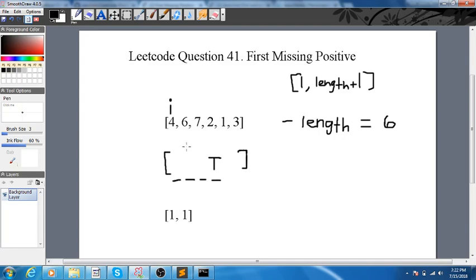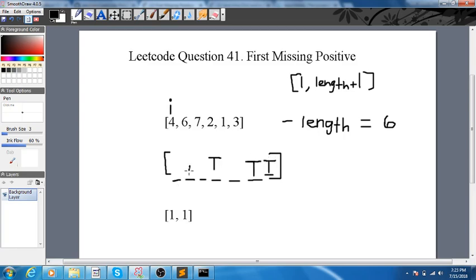And then we look at the 6. Is 6 in our range? If you had a negative number, we wouldn't even touch it. We'd say, okay, it's not in our range. So in the 6th index, we'll put a true. So 1, 2, 3, 4, 5, 6. We'll put a true here. 7, we'll put a true, because that is technically between 1 and length plus 1.